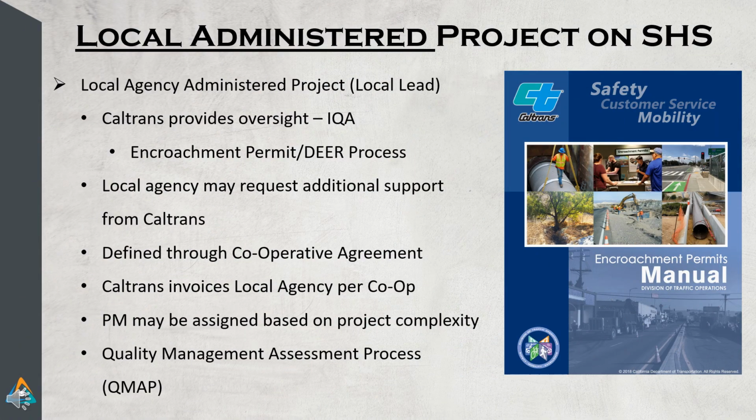Let's talk about locally administered projects on the state highway system first. This is the simpler of the 2 kinds we are talking about. Caltrans is responsible to provide independent quality assurance, or IQA. Encroachment permits are required for those projects. Who does what between Caltrans and local agencies is defined through a cooperative agreement. The cooperative agreement also defines how we will invoice local agencies for work. Some of those projects are handled under the encroachment permits office process and do not need a project manager. The more complex projects may require the quality management assessment process. For those projects, more than likely a project manager will be assigned to them.